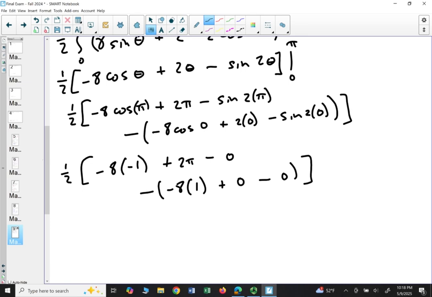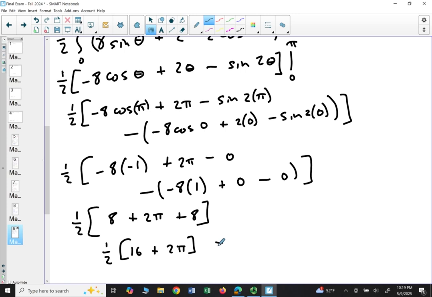Okay, so let's see what we end up with. We have 1/2. This is negative 8 times negative 1 is 8 plus 2 pi minus, now 0 minus 0, so this is just negative 8 minus negative 8. It's plus 8. So we have 1/2 of 16 plus 2 pi. And if we just distribute the 1/2, we end up with 8 plus pi. And that's our final answer for that one.